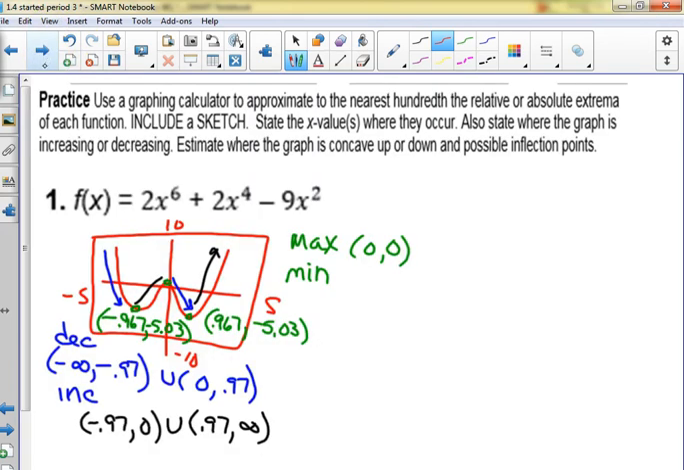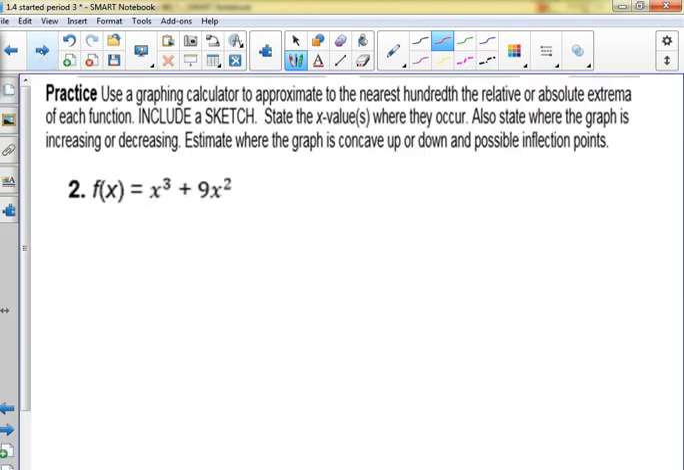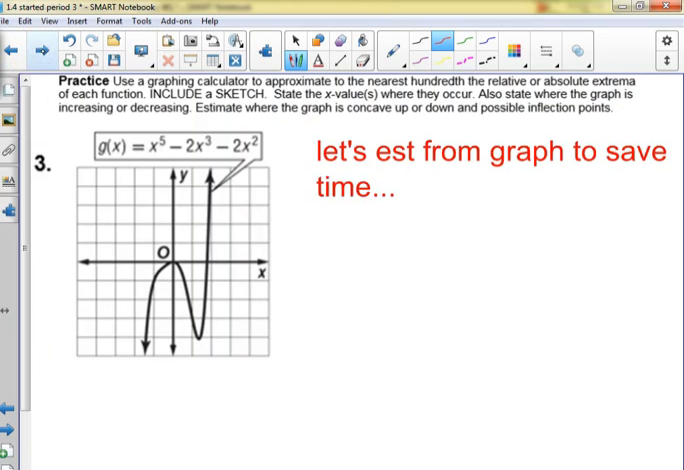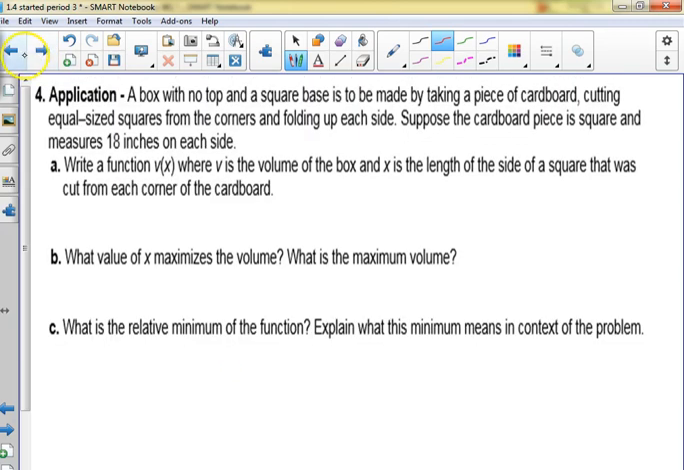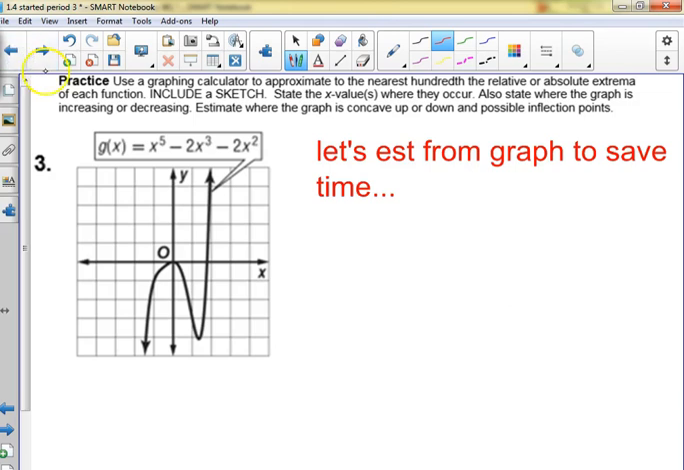We got started on this question, but I don't know how many examples of this we have. You know what? Let's do this number 3, and then let's do some on that practice worksheet. Does that sound okay? I like the practice worksheet. Then we have to come back to this application.